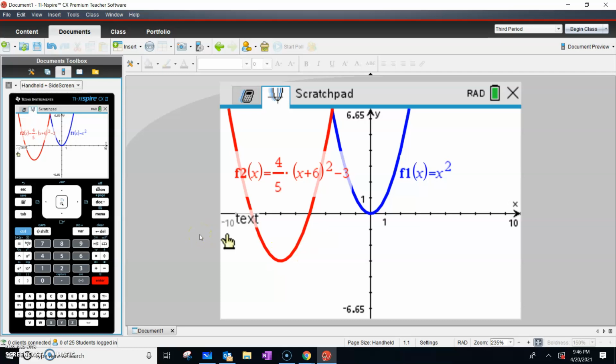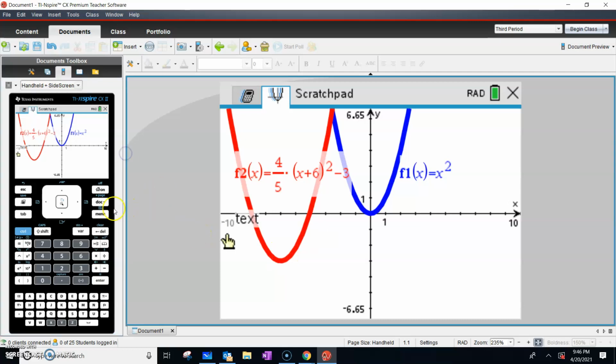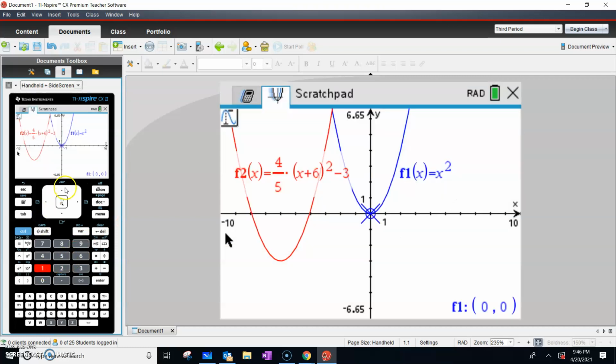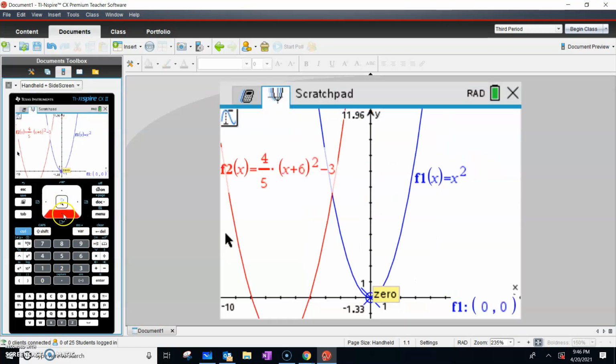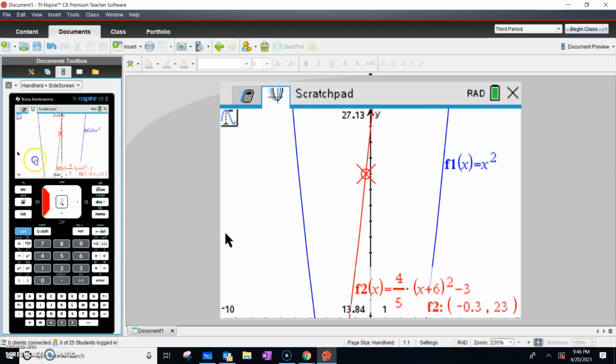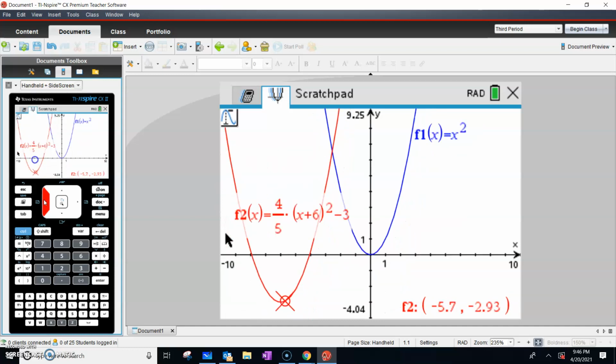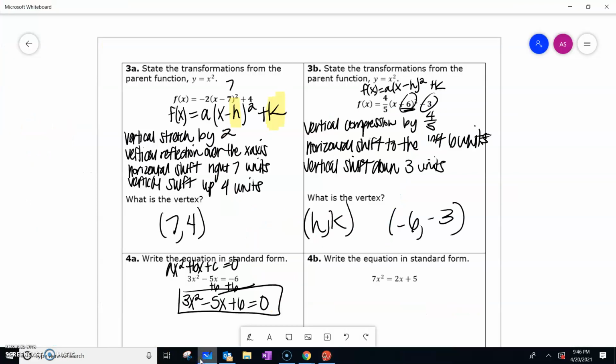And then I can also trace my vertex if I want by using menu 5-1 just to double check. I'm going to press the up to get to the red one. And I'm going to scroll to my vertex like so. And there we go. -6 and -3. All right. Let's move on.